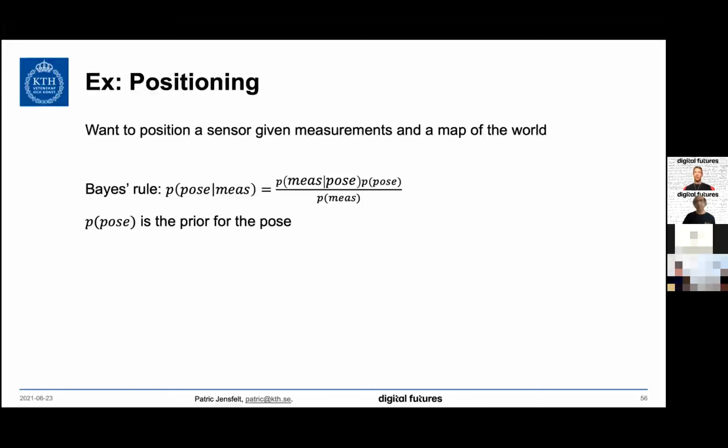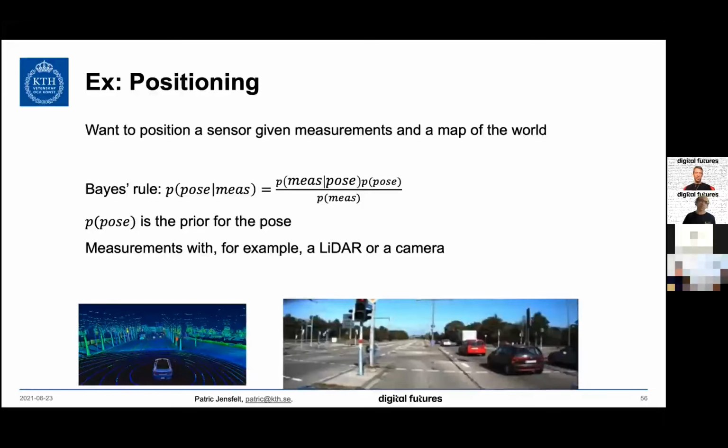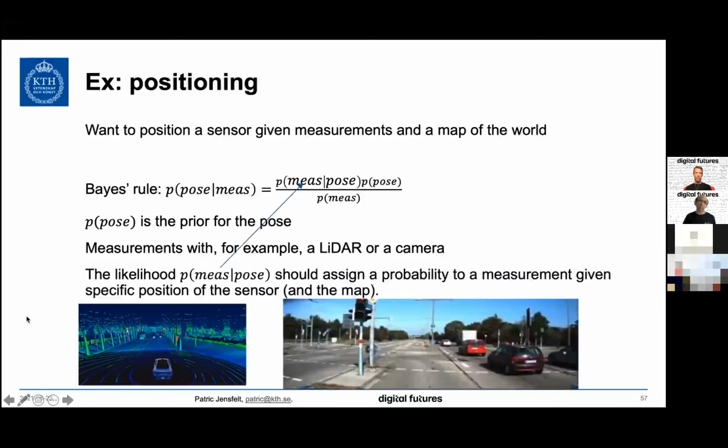Maybe we have a bus that is moving from A to B, and we know that it starts at a certain position because this is where it always starts. Then we have some measurements. Maybe this is a LiDAR, like on the lower left, or it's a camera. And we have to work out the likelihood function. Given that we know where we are, so we know the position, we have to work out the likelihood or the chance of making the measurement that we just got from our camera, knowing the map that we have.